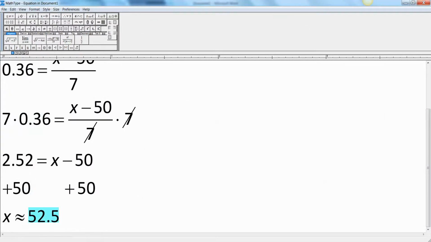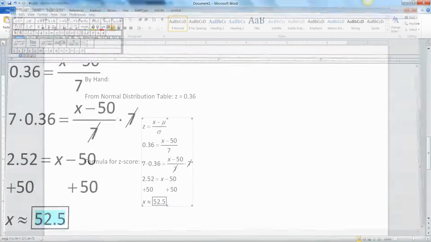All right, so there's how to do it 4 different ways. I hope that helps.